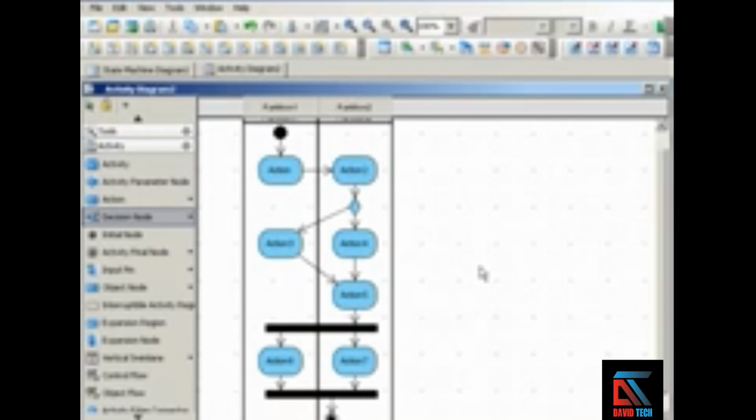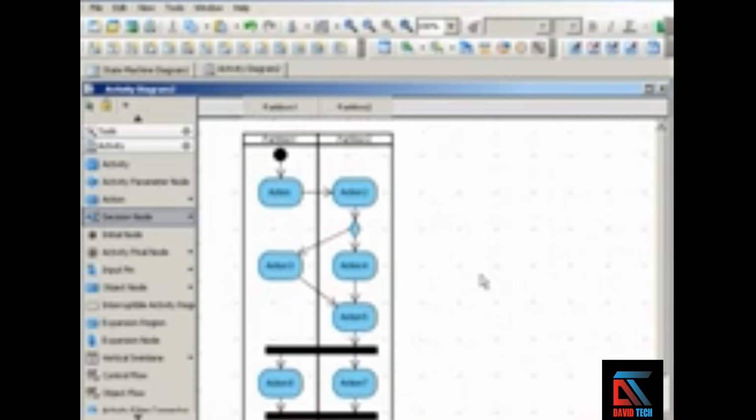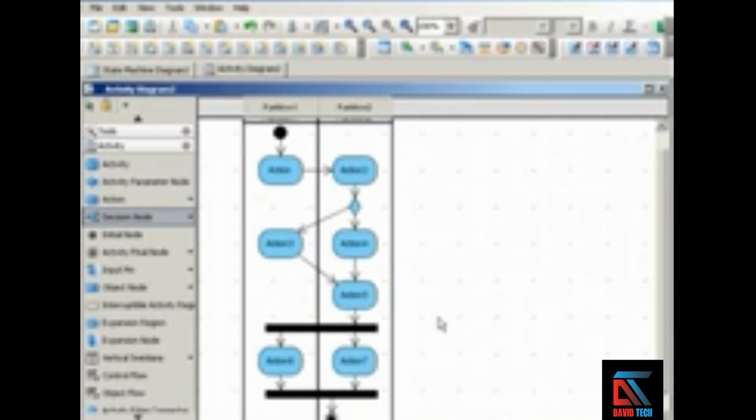And you can also use activity diagrams to illustrate individual use cases. A use case, as you may recall, indicates a user goal in interacting with the system. So that user goal can be the activity, and then the actions are the steps that are required for that activity to be accomplished.